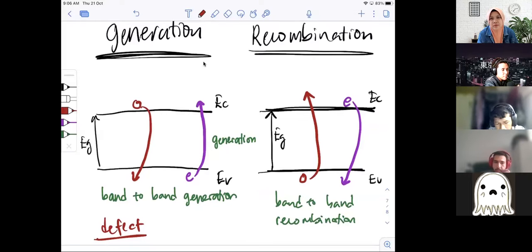I have a quick question, madam. So recombination happens when there's no more excitation or there's no more energy, right? Like I give heat to the element, for example, and then when I take away the heat, does recombination happen or no? Okay, good question. There is a probability.